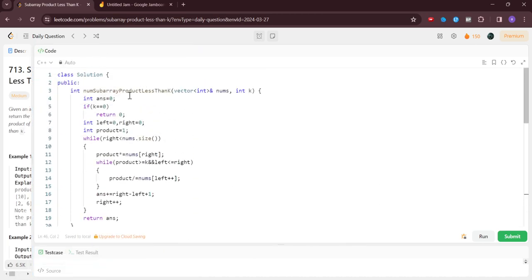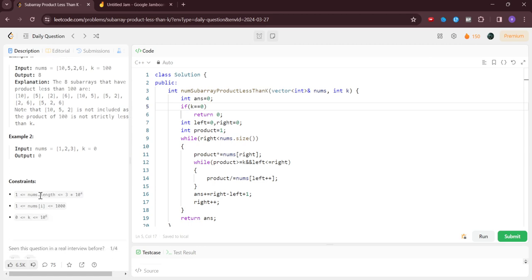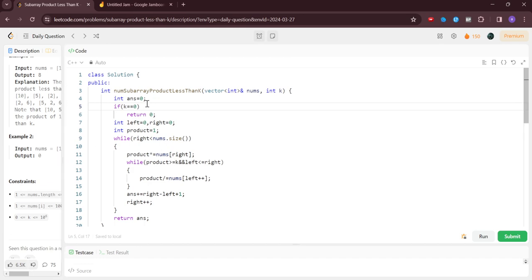If we go through the code, the answer is going to be initially 0. Suppose we have k equal to 0, that means we do not want any product, that means we do not have any product which will have k as our answer. Why? Because we will not have any nums equal to 0, so we will not be getting any product equal to 0. So that's why we are going to return 0. And then we are going to consider two pointers, left pointer and right pointer, and initialize the product as 1, and then take the right pointer and do the operation.